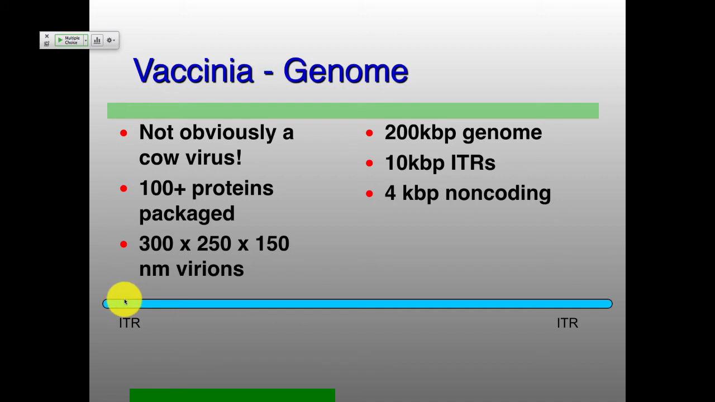And what that means is that this sequence here will also base pair with this sequence over here at the other end. And at the ends of the genomes, there's about 4,000 bases that are non-coding, and that's probably because you have to have these inverted terminal repeat sequences, which have to be conserved, because if they're not conserved, you're not going to be able to replicate properly.